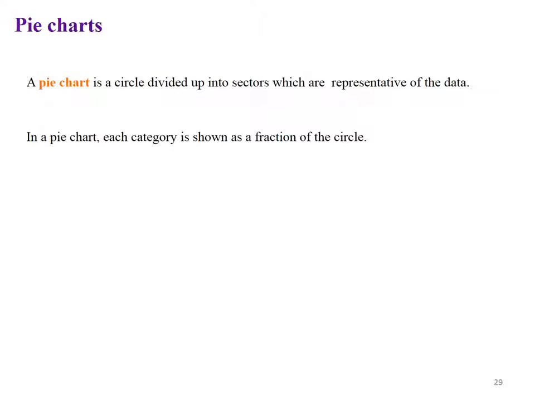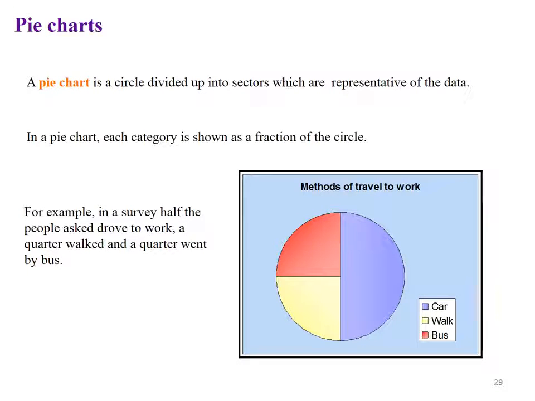A pie chart is divided up into sectors which are representative of the data. In a pie chart, each category is shown as a fraction of a circle. So for example, in a survey, half of the people asked drove to work, a quarter walked, and a quarter went by bus. So half means 180, out of a total of 360 degrees. So this is 180 degrees, and a quarter means this is 90 degrees. This is also 90 degrees, and this is a simple pie chart, or pie diagram.